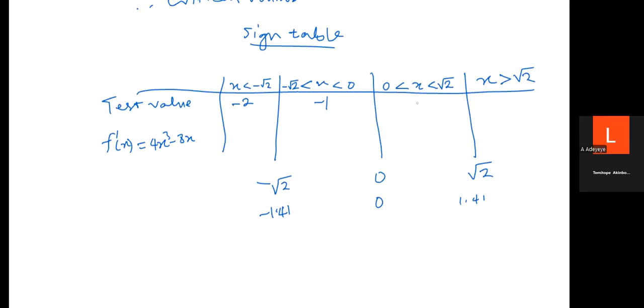Here, 2. So one by one, substitute them here. I think this is going to give us what? Negative. Negative. Positive. Are you sure? Yep. Minus 4 plus, okay, positive. If it is 1, negative. If it is 2, positive.